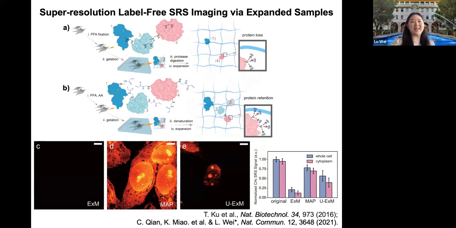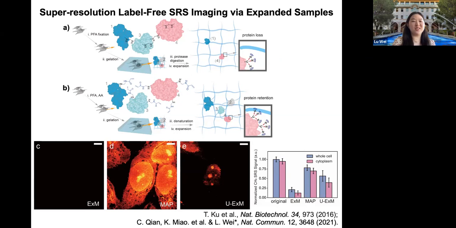Our idea is actually simple to start with. We want to hybridize our sample with a hydrogel, and then, through the expansion microscopy protocols of protease digestion and expansion, we can image the retained proteins on the hydrogel network by targeting the CH3 vibration, which is the methyl group vibration, in the label-free protein channel.